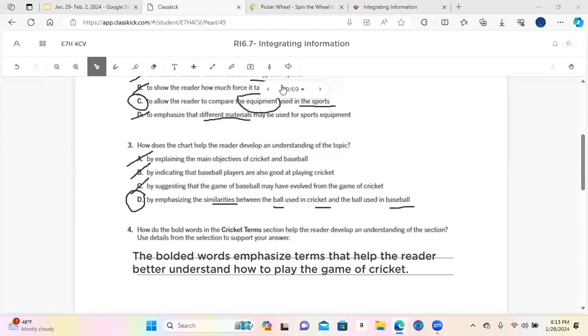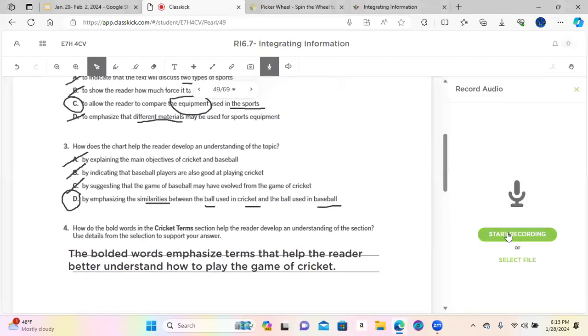So bold words always place emphasis on certain words. So you have 2 options to present your response. You can do an audio recording. The bolded words emphasize terms that help the reader better understand how to play the game of cricket.